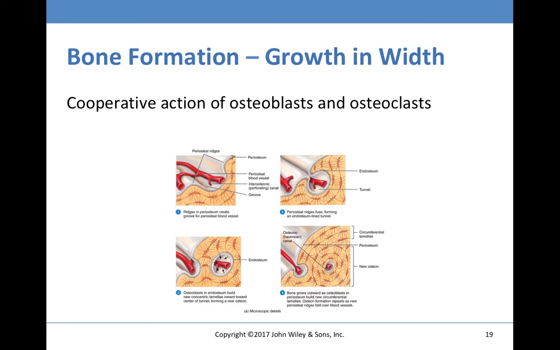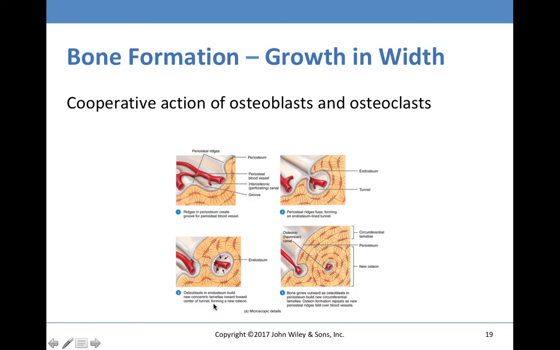and that'll create us a widened canal. So here you see that we have ridges in the periosteum. They'll create some grooves for our periosteal blood vessels, and then these periosteal ridges begin to actually fuse together and create an endosteum lined tunnel. So remember, periosteum is that outer covering of the bone, where endosteum is the internal covering. So by letting these ridges fuse together, we have taken the external portion and made it become internal. So now we have endosteum.